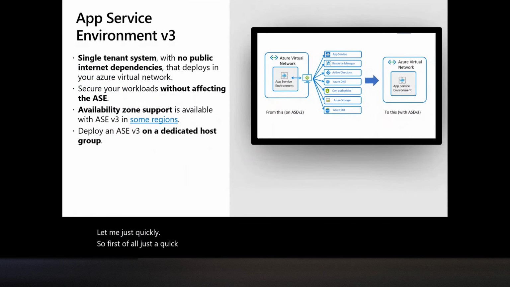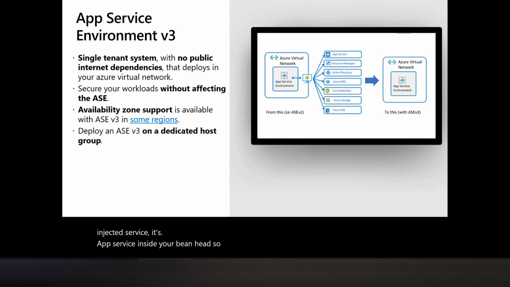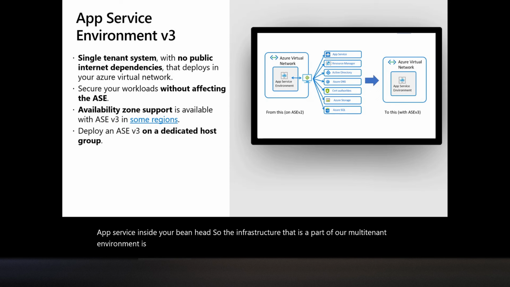App Service Environment, as you know, is a virtual network, a VNet injected service. It's App Service inside your VNet. So the infrastructure that is a part of our multi-tenant environment is injected inside the VNet, and this gives you the ability to have an isolated environment for yourself or for your organization, and at the same time, it allows you to have VNet integration and all those good things.